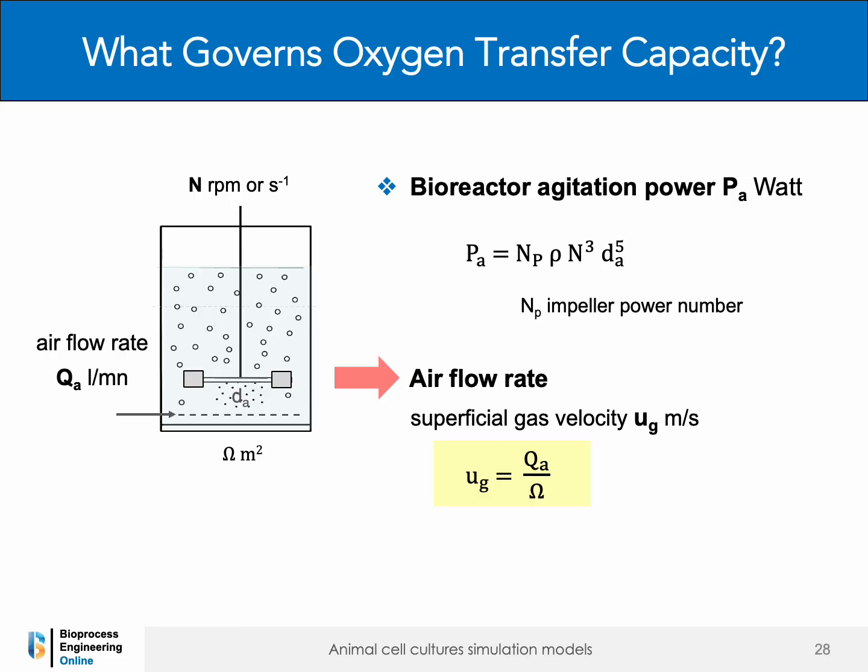2. Influence of aeration. The airflow rate QA introduced into the fermenter, typically in liters per minute, is another key determinant of KLA. More precisely, KLA depends on the gas superficial velocity UG in meter per second, defined as UG equals QA over omega, where omega is the cross-sectional area of the fermenter in square meters. Higher gas flow rates, and thus higher UG, enhance gas-liquid interfacial area and mixing, leading to improved oxygen transfer efficiency.